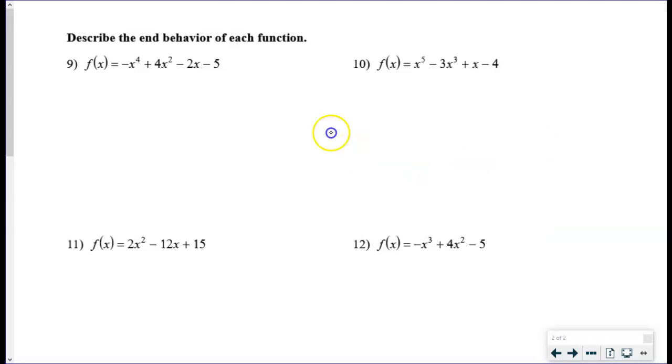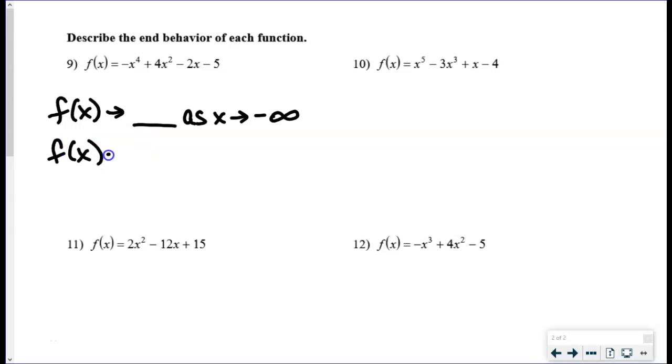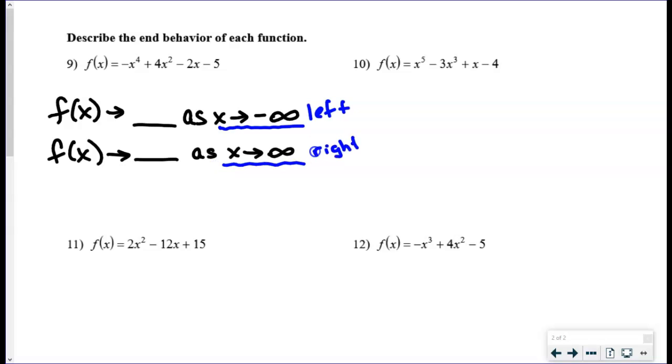Speaking of end behavior, you have to know that little template. The template for end behavior is f of x approaches something as your x's go to the left, which we say is negative infinity. And then another similar looking end behavior is f of x approaches something as your x's go to the right, which we say is x goes to positive infinity. So we really have to get used to saying, okay, this is just a very fancy way of saying left, and this is a really, really fancy way of saying right.